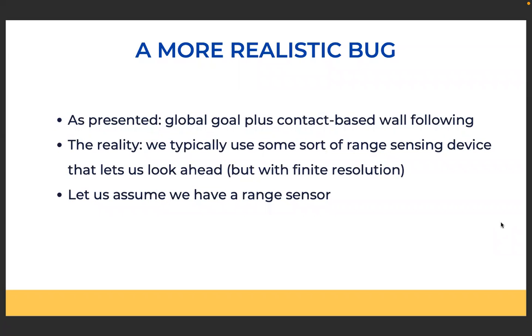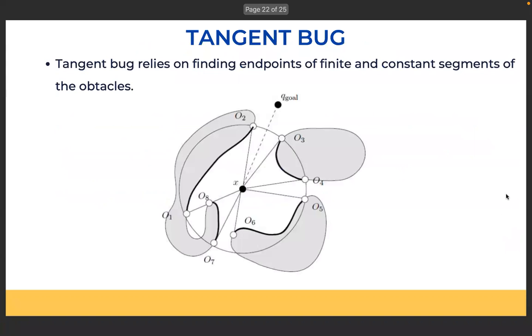What a range sensor does is that at a particular point, you are able to see some distance ahead. You can sense everything within a circular range around the robot. If any obstacle falls within that range, the robot can detect that obstacle and decide, okay, I don't want to go there. So this is one improvement. Earlier we had contact-based wall following, but here we are assuming that the device we have has a range sensor. So we'll look at what we call a more realistic bug sensor.